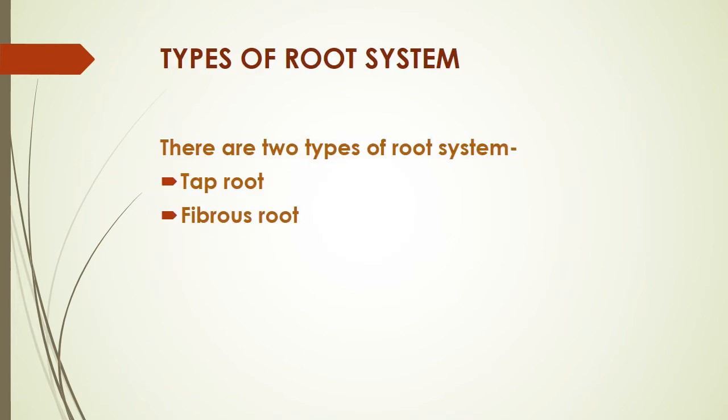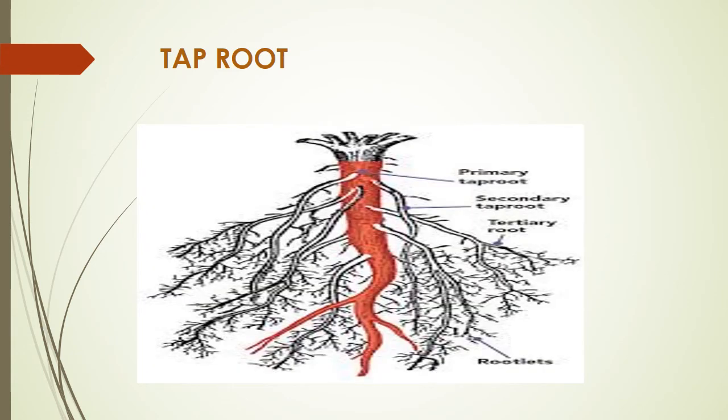There are two types of root system. Recently, we have learned about the root system. Now, we will learn about types of root system. There are two types of root system, taproot, and second one is fibrous root. Now, we have first root, that is taproot. Taproot consists of only a single main root with lateral branches. Means in taproot there is only a single main root. We can see it in the picture. These type of roots are called taproots.